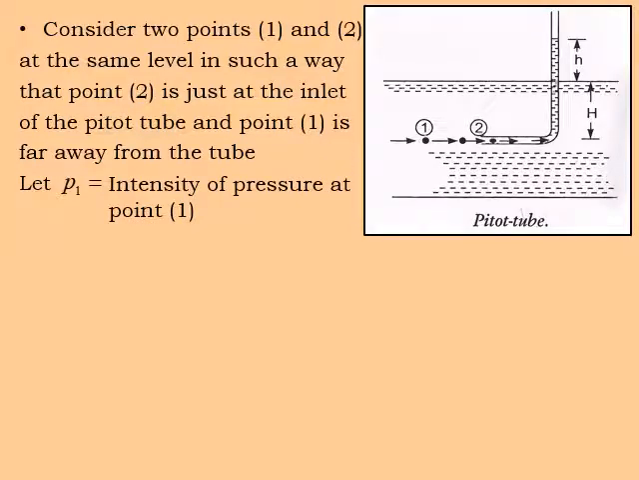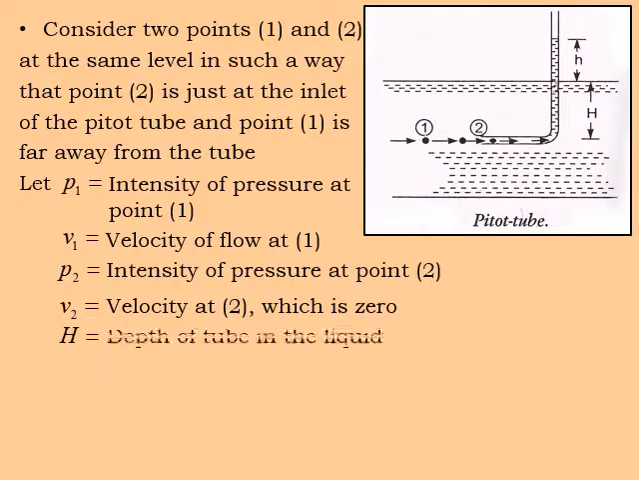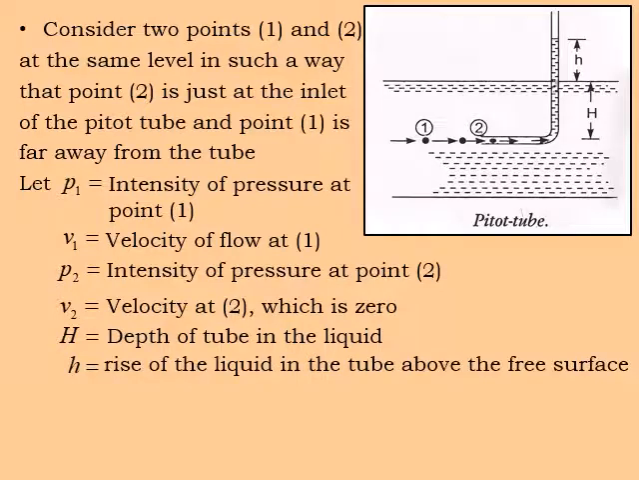The pressure intensity at point 1 is P1 and the velocity of the flow at point 1 is V1. The intensity of pressure at point 2 is P2. The velocity at point 2 is 0, that is V2 equals 0. Now capital H is equal to the depth of the tube in the liquid, and small h is equal to the rise of the liquid in the tube above the free surface of the pipe.